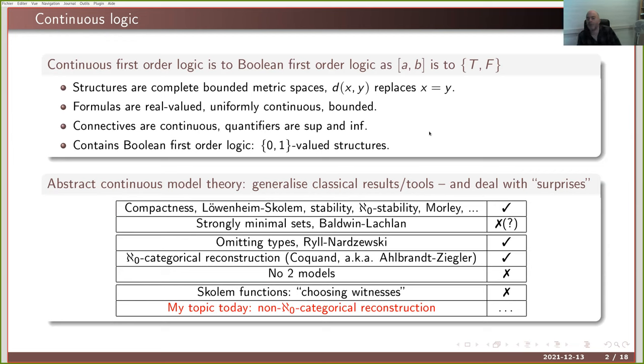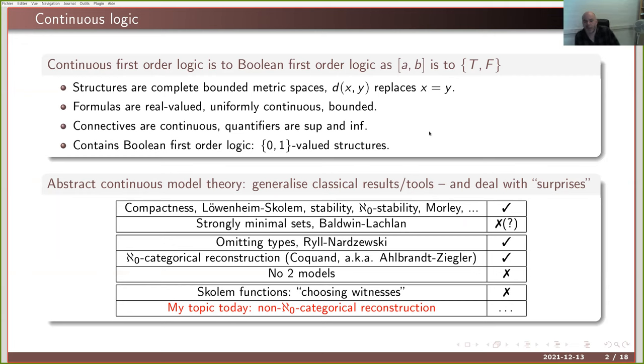In some cases you need to work a bit more. Strongly minimal sets: finding strongly minimal sets in the naive sense in an aleph-zero stable theory, that doesn't work. There are some other works around this, I still need to be convinced about them, but in any case there are definitely problems, so doing the Baldwin-Lachlan statement of Morley's theorem is definitely a problem.